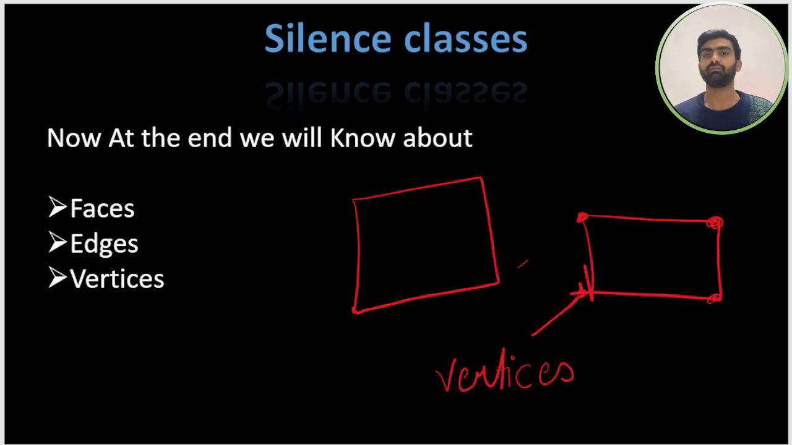But if I talk about the 3D figure, you can check it out. 1, 2, 3, 4, 5, 6, 7, 8. 8 vertices are there. How many vertices are there, beta? 8 vertices are there. I hope you guys understood what exactly the face, the edges, and the vertices are.